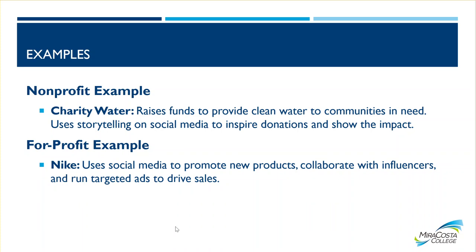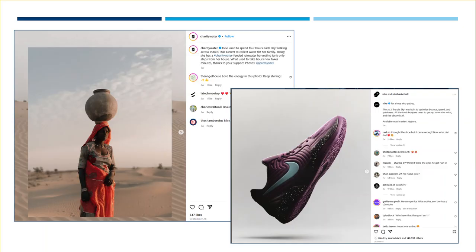So here's an example of their 2 posts. This is the nonprofit post here, and this is the Nike ad post. Obviously, they're going to get way more likes, 547 likes compared to 140,397 likes. They probably boosted this post. They've obviously have a large audience already, but they can also put money into ads.